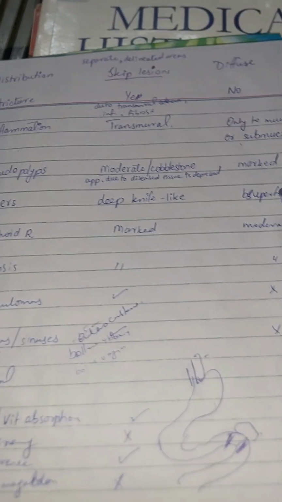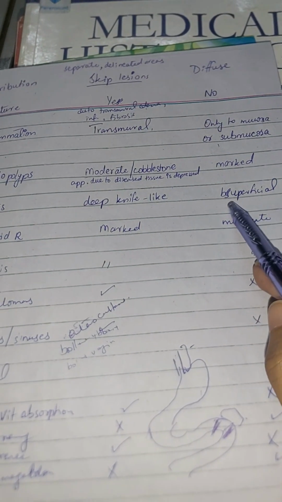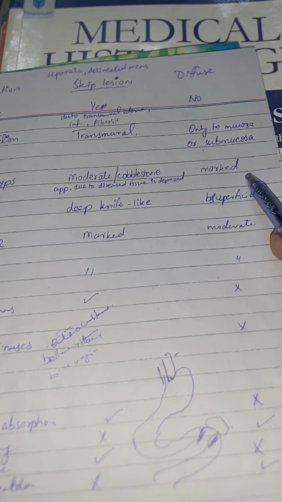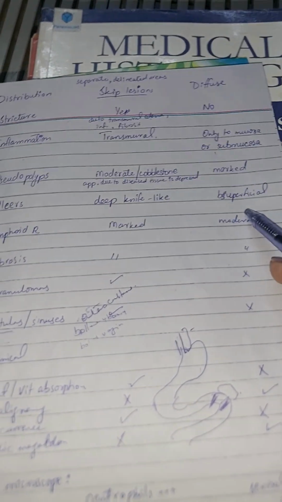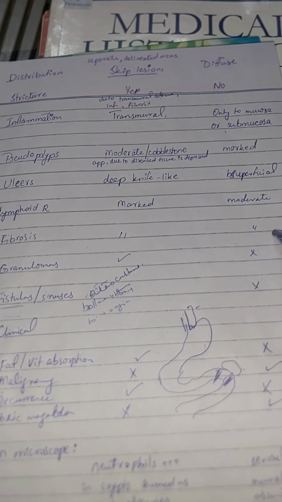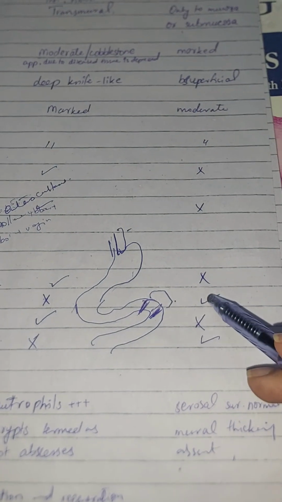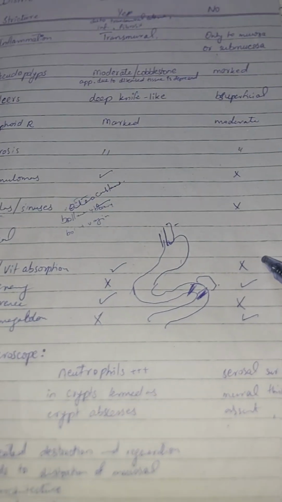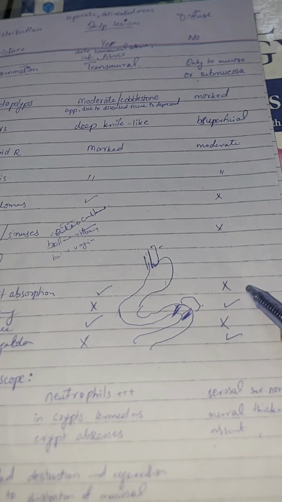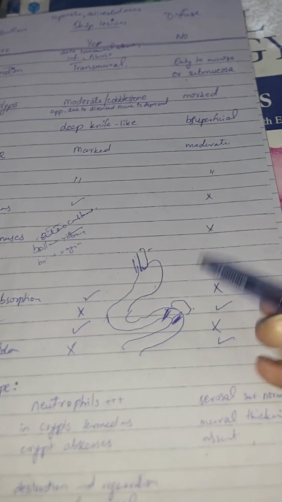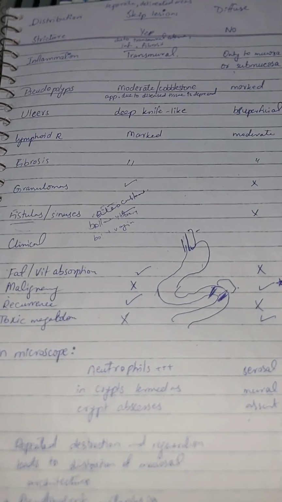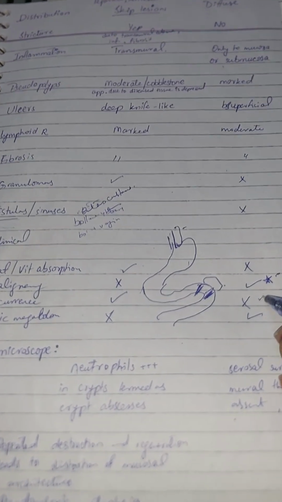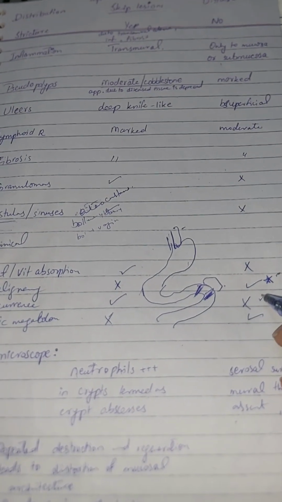So come to the next point, ulcer formation. Ulcer formation is superficial, not deep, because it is not involving all three layers, so the ulcer formation is only superficial. Lymphoid tissue is moderate. Similarly, there is no fibrosis, no granulomas, no fistula formation, and no marked malabsorption. Although malignancy is a very important feature in ulcerative colitis, we should take care about the malignancy of a patient, because in ulcerative colitis there is a high risk of malignancy. There is no recurrence after surgery if one surgery is performed.